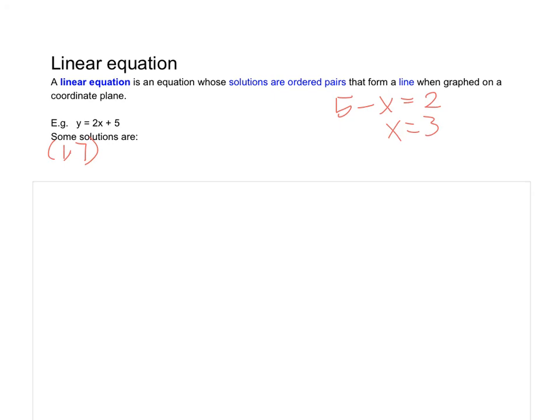I can plug in (1, 7) to make this equation a true statement, x being the 1. That's why it's called an ordered pair: the position matters. The first one is always the x, the second one is always the y. If I plug into this equation, the left-hand side is 7, and the right-hand side is 2 times 1 plus 5, also 7. So (1, 7) is one solution.